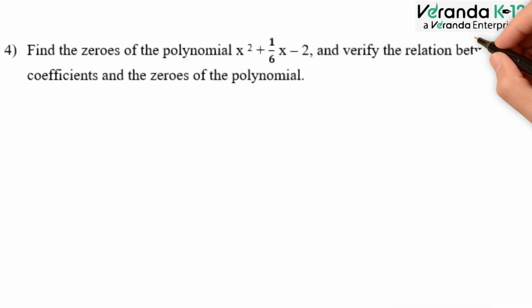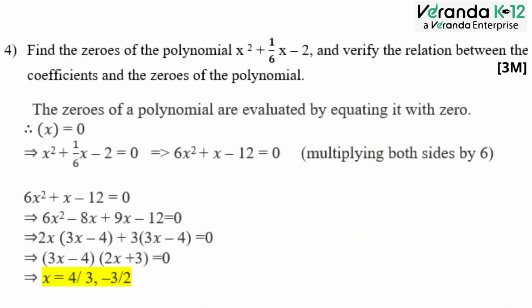Moving on to the next question, a 3 mark type of question. Find the zeros of the polynomial and verify the relationship between coefficients and zeros of the polynomial. This question is a very important question from the board point of view. As we know, when we want to find the zeros of the polynomial, we equate it to 0. So equating the polynomial to 0 and then multiplying both sides by 6, we get our polynomial as 6x square plus x minus 12 equal to 0. Then using the splitting middle term method and factorizing, we got our zeros as x is equal to 4 by 3 and minus 3 by 2.